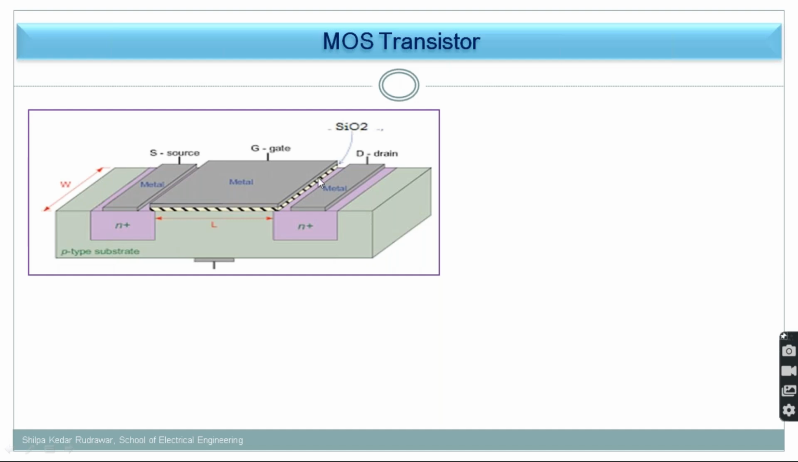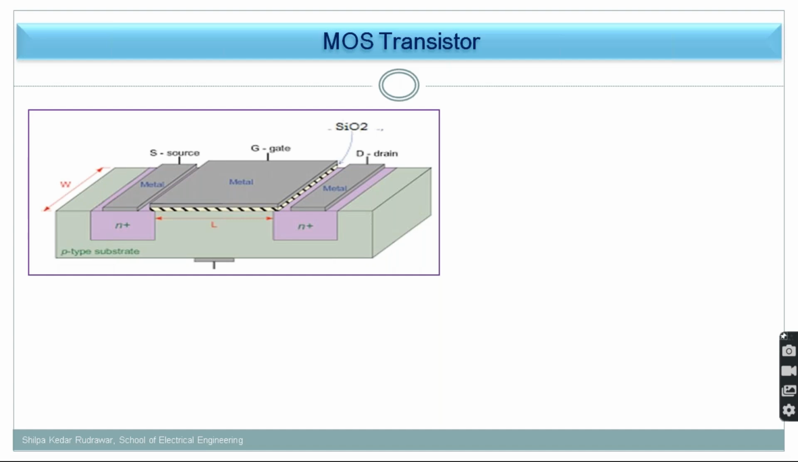Like a BJT, this is an active device, but the BJT, bipolar junction transistor, is a current control device, because base current controls your collector current. But in the MOSFET, gate voltage VGS controls your drain current. So this is the voltage control device.